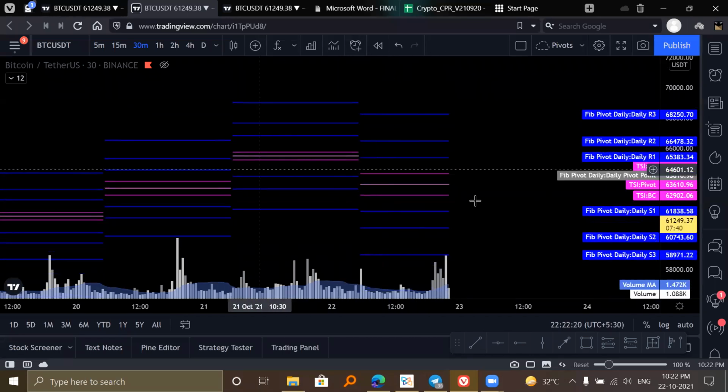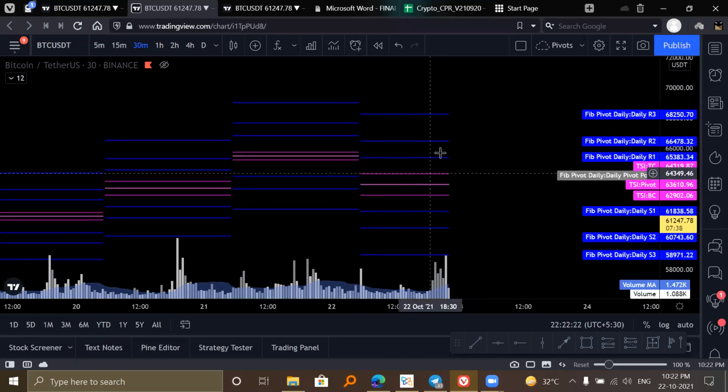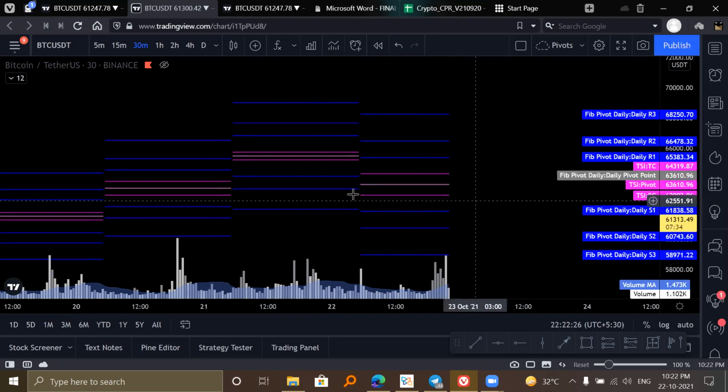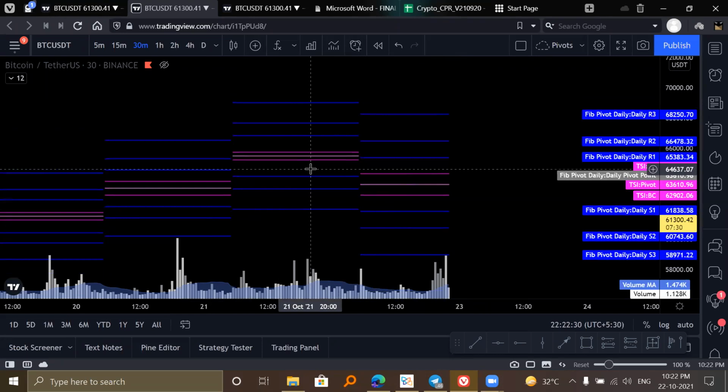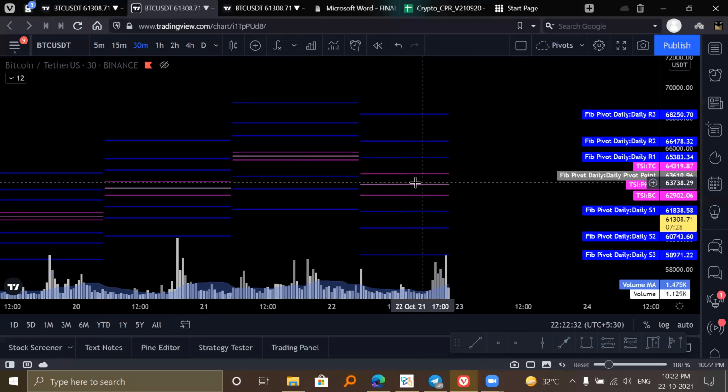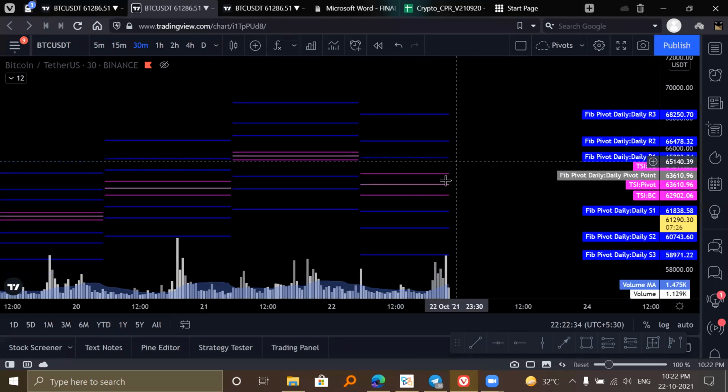You can see that the Camarilla pivots need not be equidistant from each other. They depend on the previous day's data, but these also depend on the previous day's data as well as the Fibonacci ratios. That's why they are equidistant from each other. So the concept remains same.